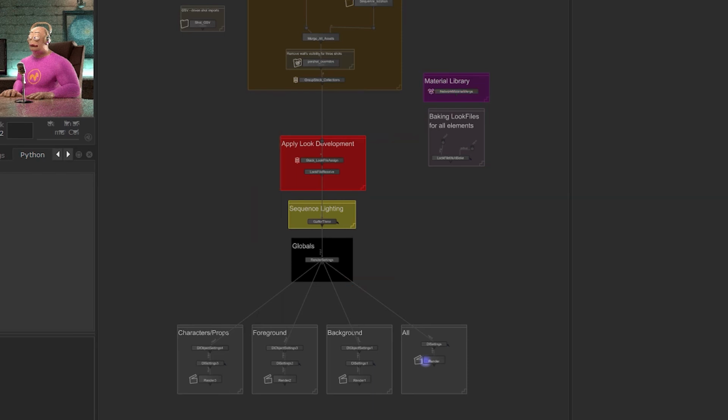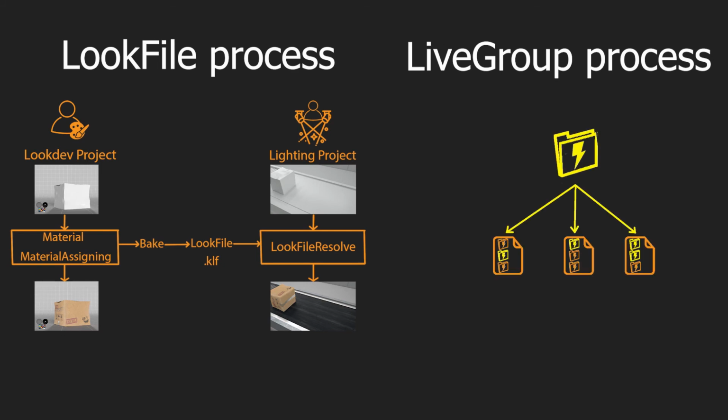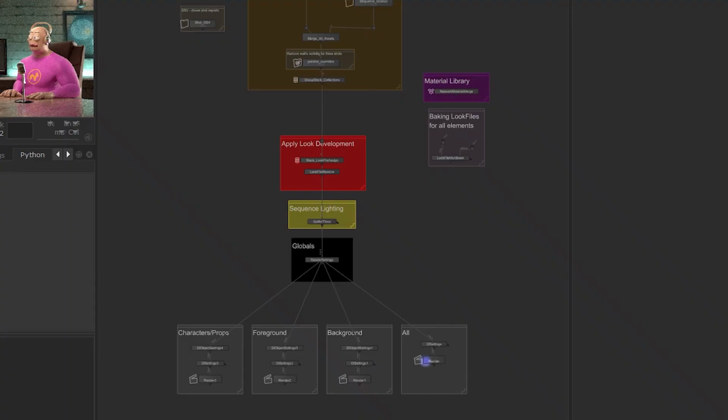We've now covered the use of LiveGroups and look files and seen its use for iterating parts of your work and working within teams. The main difference between the two is that one is a baking process, whereas the other is a live process. So depending on the complexity of your project, you can decide which works for you. In the next episode, we'll use the backdrop nodes to quickly move around the node graph.